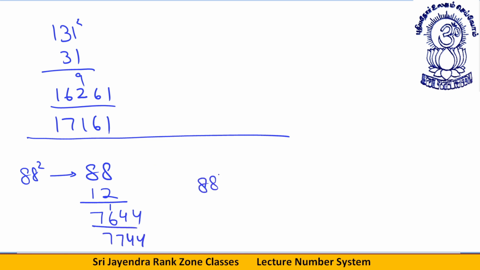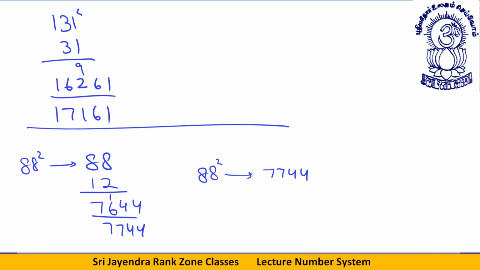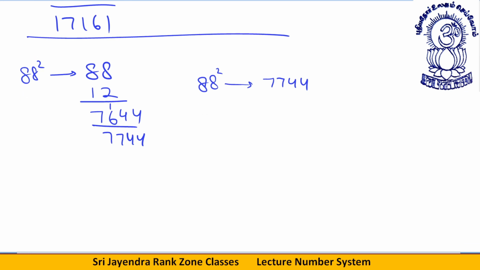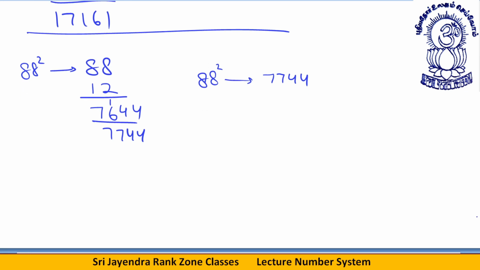88 is the only such number which consists of a pair. Its square also consists of pairs. No other such number exists. This was actually a question asked in CAT also. But if you know the shortcuts, you can very easily figure it out. This was asked in CAT 2007. Okay, dear students.